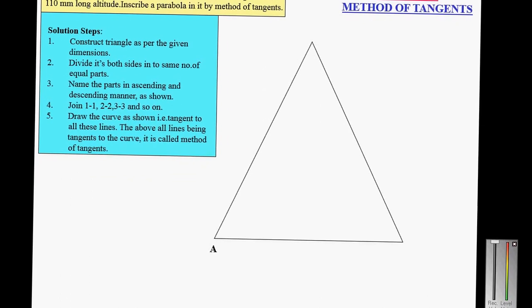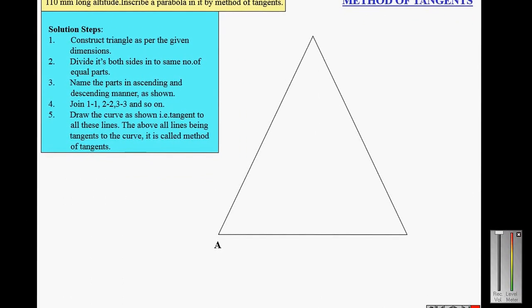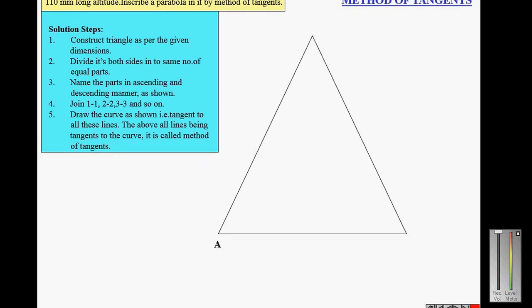Next is the method of triangles. The question is: draw an isosceles triangle of 100 mm long base and 110 mm long altitude. Inscribe a parabola in it by the method of tangents.